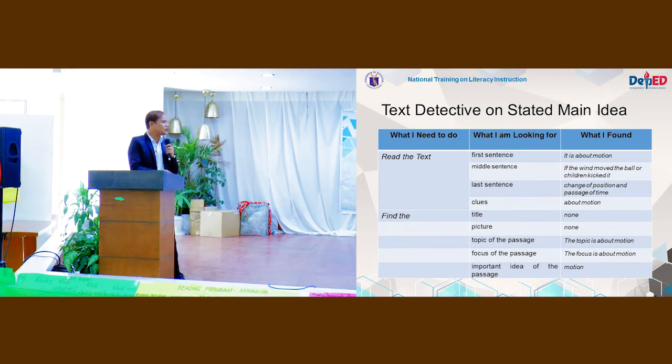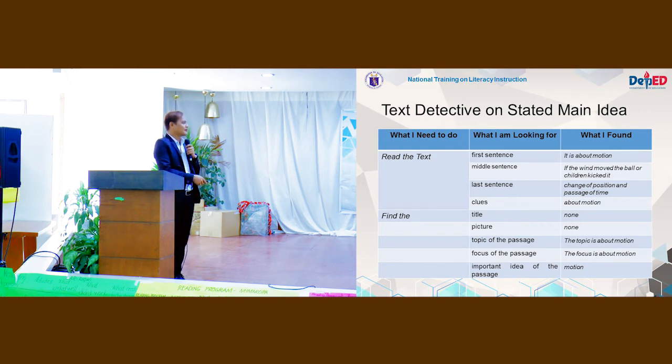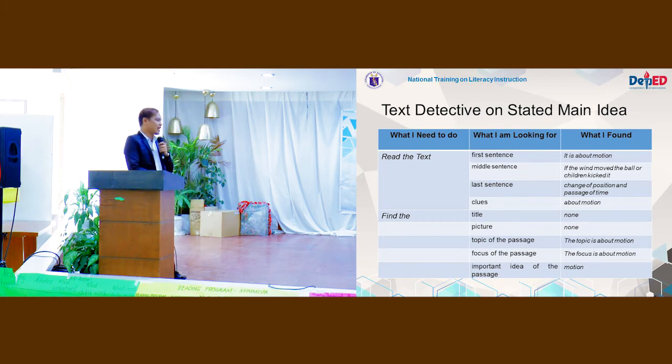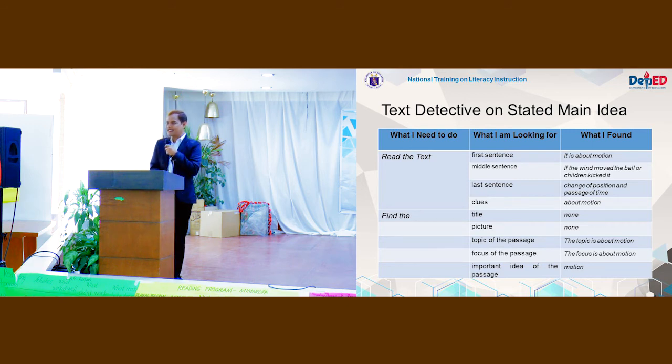Then I will proceed to the last paragraph or last sentence. This is what it tells us. These are the two important aspects of motion. One, a change of position, and the passage of time. So I will write my response to the column what I found, like read the text, last paragraph sentence. What it tells me, what I have found, I will write there. Change of position and passage of time.